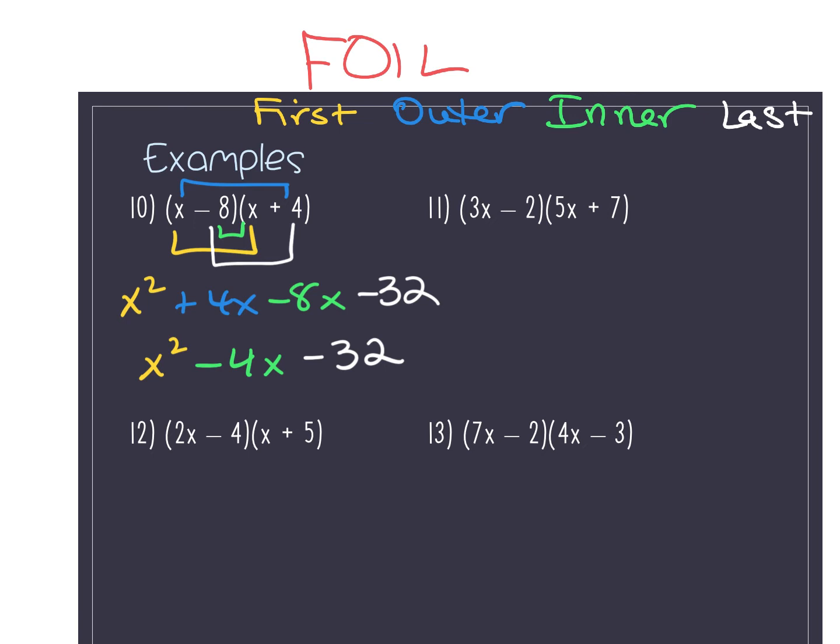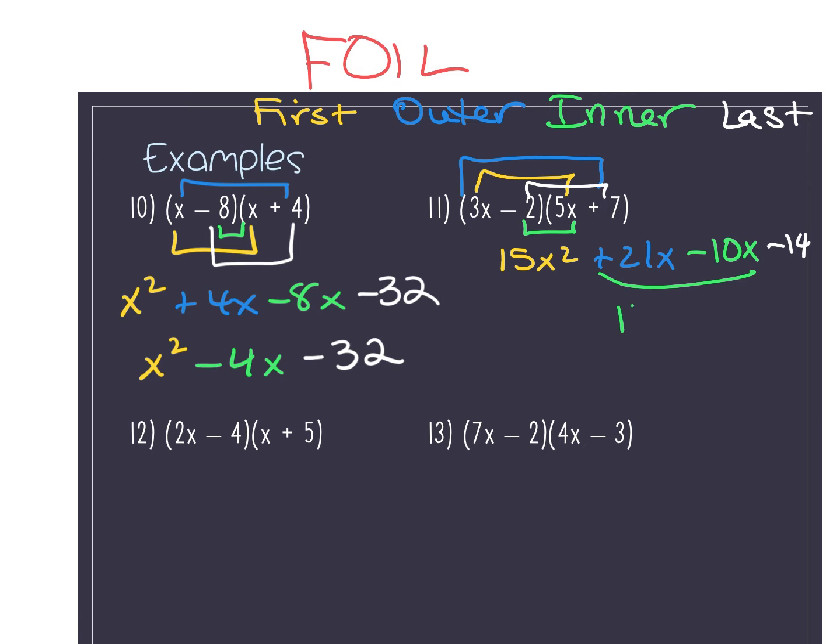I'll do exactly the same thing on number 11. I'm going to FOIL, or distributive property. So 3x times 5x, 15x squared. The outer terms, 3x times 7, 21x. The 2 inside terms, negative 2 times positive 5x is negative 10x. And then finally, last, gives me negative 14. Again, I can combine the middle terms here. That'll give me an 11x. And then drop down the 15x as well as the negative 14.